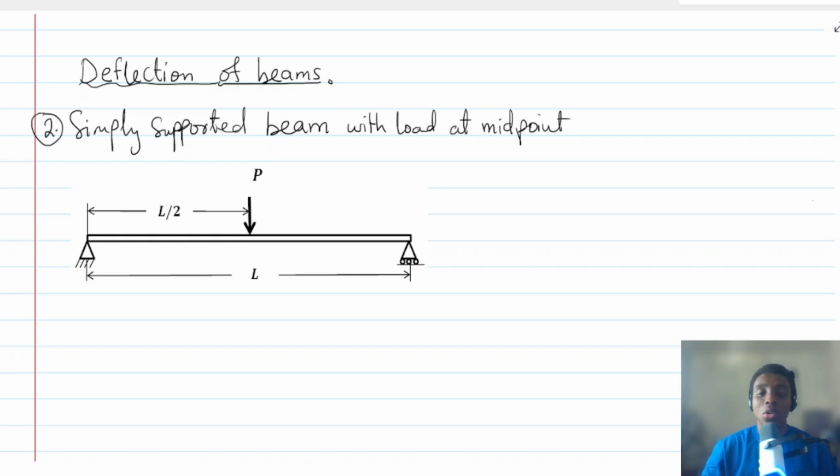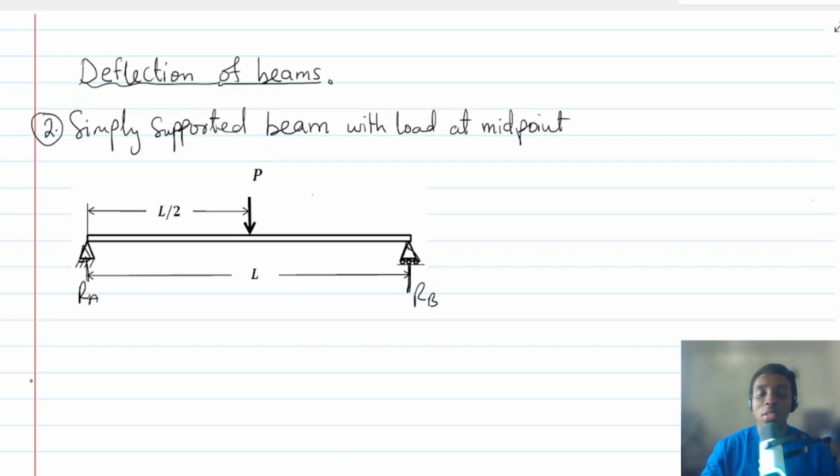Okay, so the first thing to do is that if you look at the beam carefully, we need to replace these parts with what? A reaction support. All right, so let's say that the reaction at this end, let's call it RA, and then maybe let's call the reaction at this support RB.